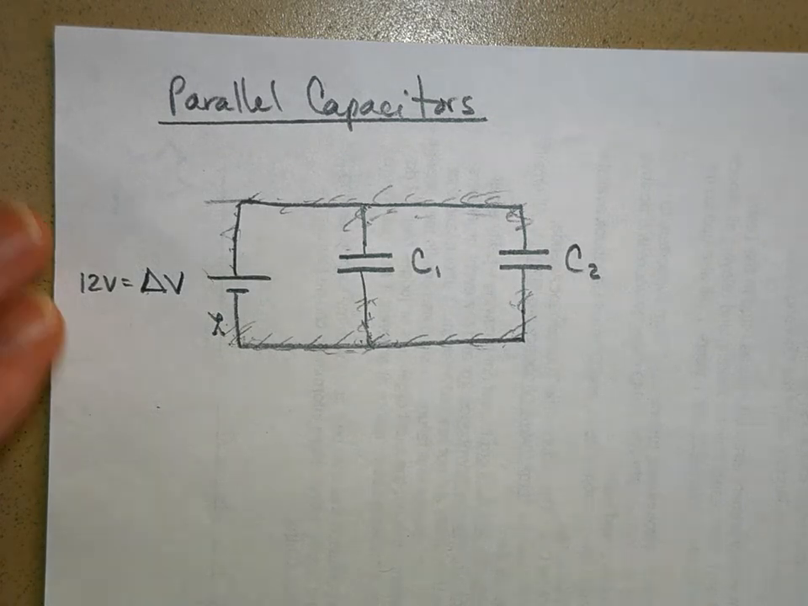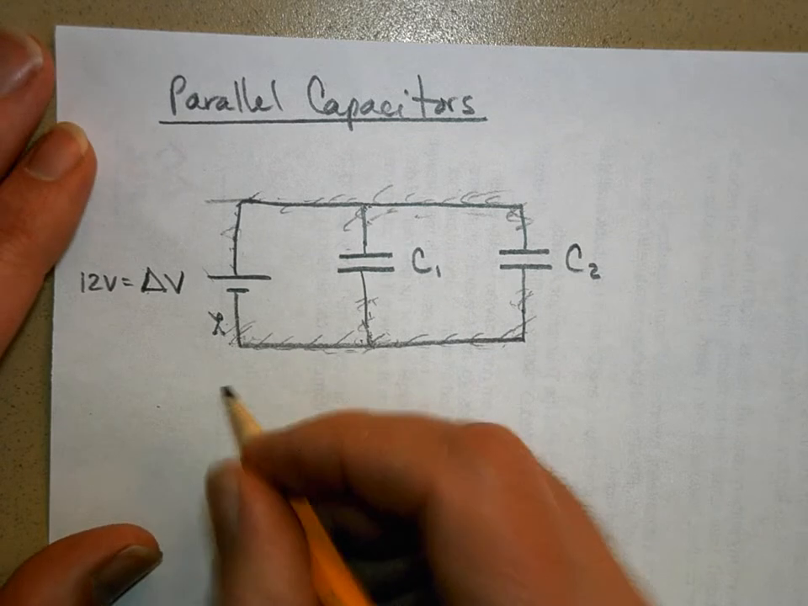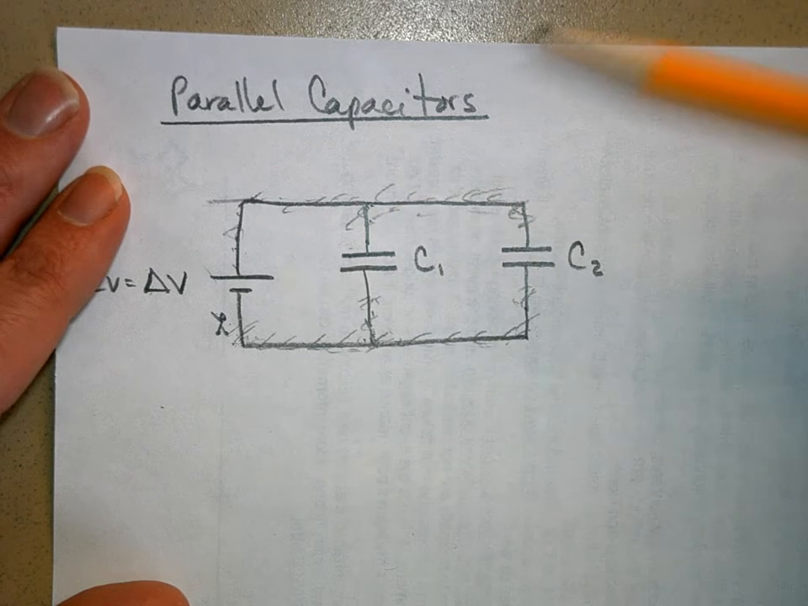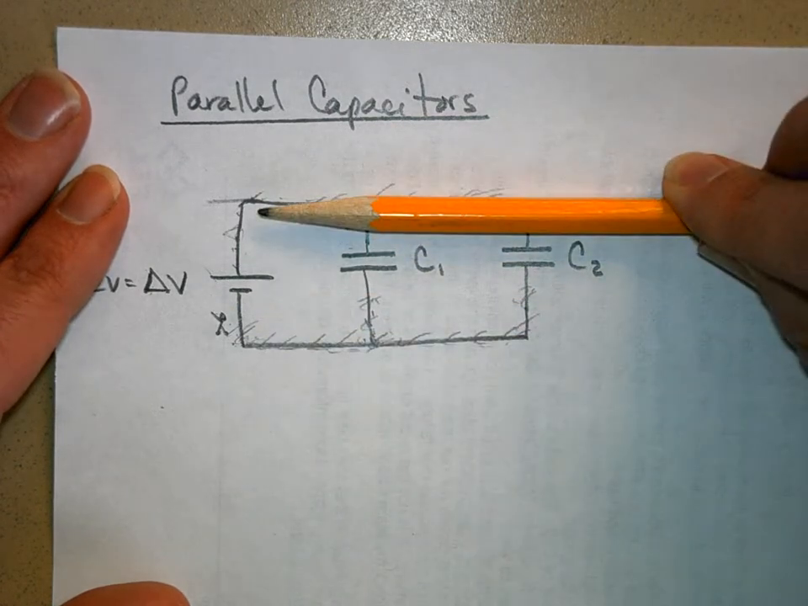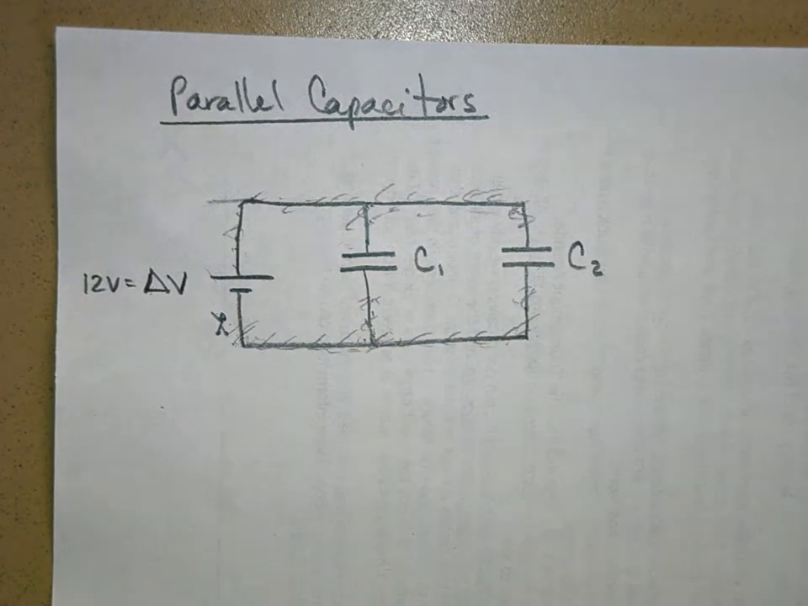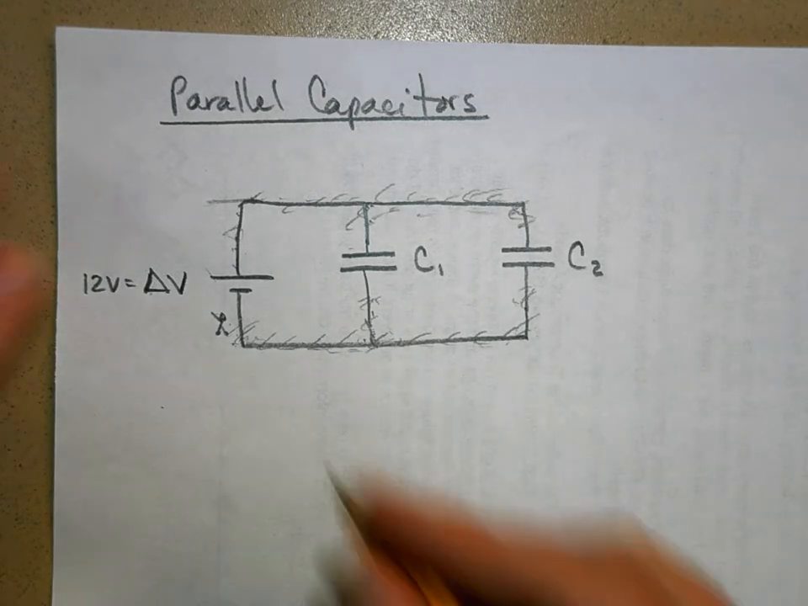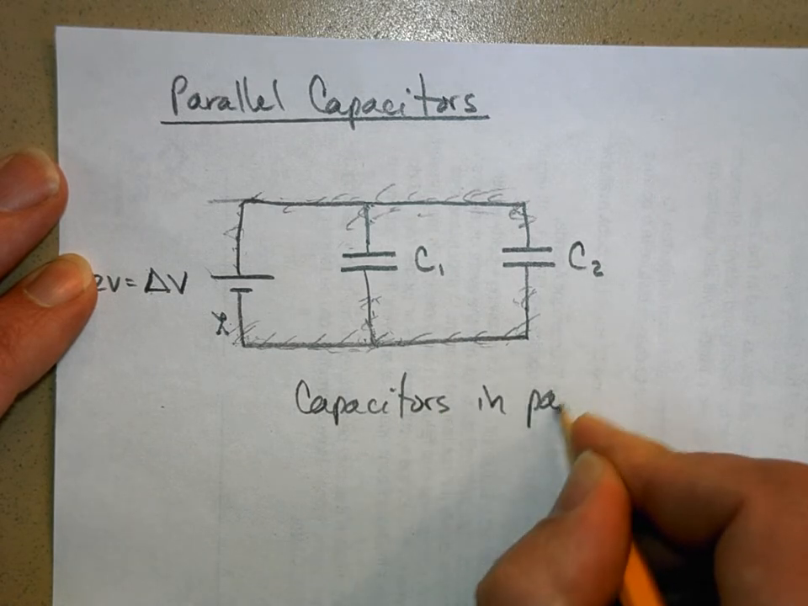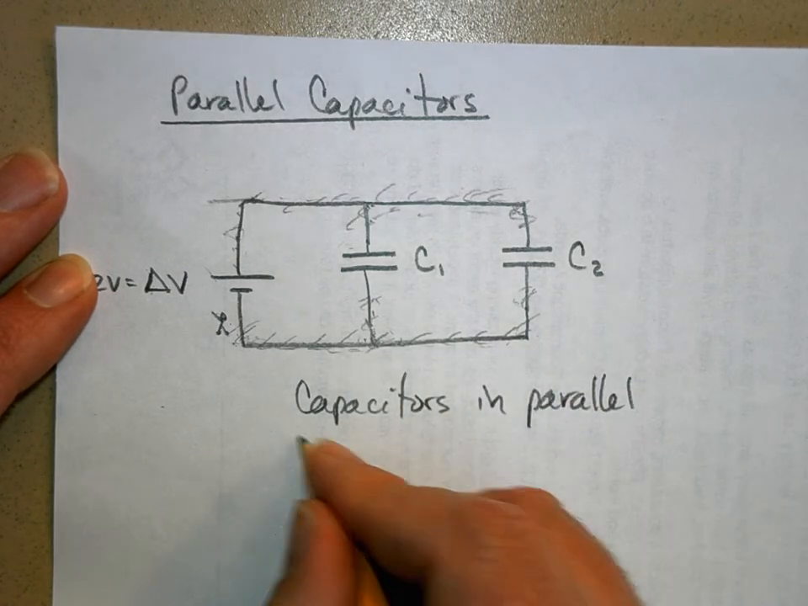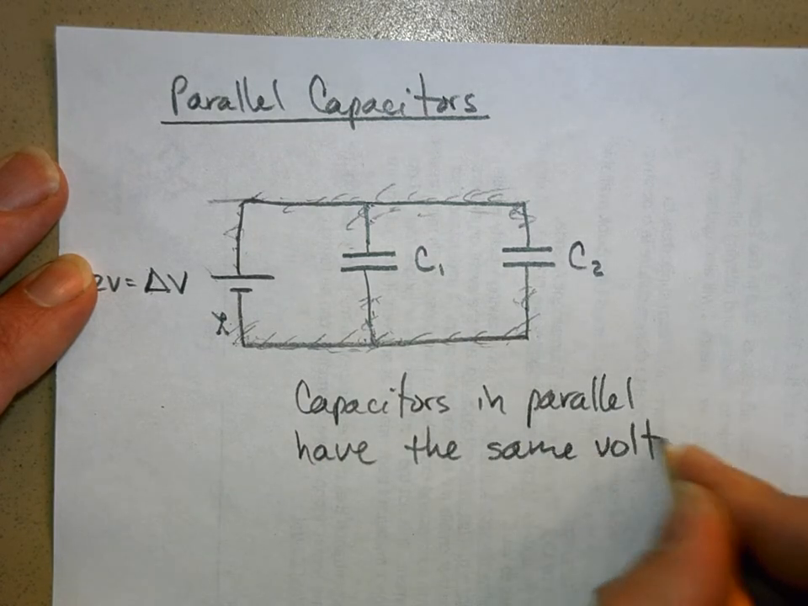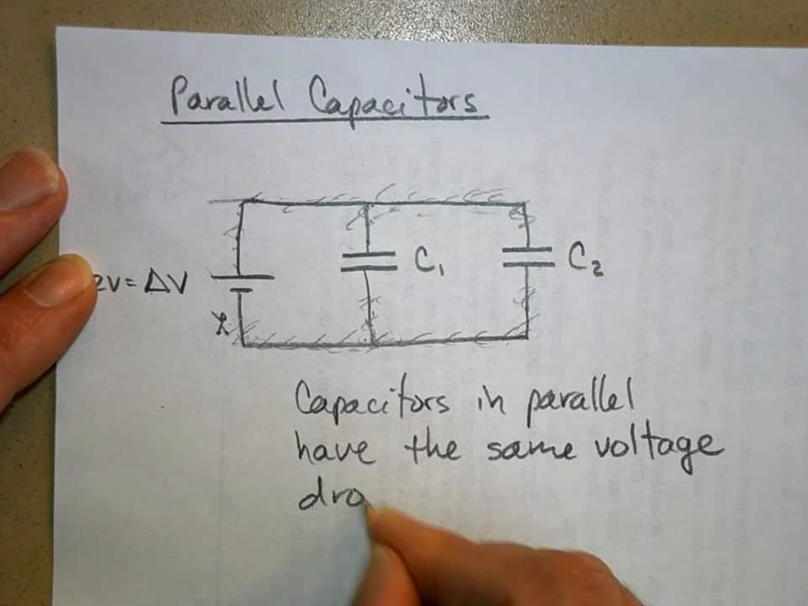So we've got a really important idea here. We say that capacitors are in parallel if they have the same voltage drop. If going from here to here is the same voltage drop, they are in parallel. That kind of defines what parallel capacitors are. But we also say, flip-flop it, that capacitors in parallel have the same voltage drop. Okay?